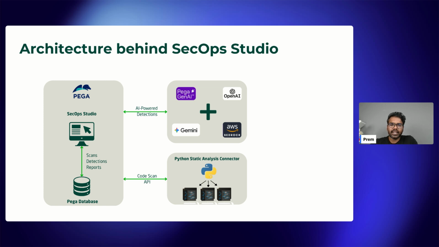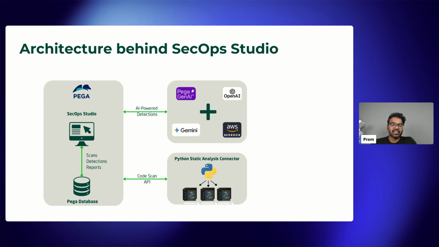And then the other integrations are, one, we also did an AI powered thing. It can choose two options: either use Pega NLP or use Gen AI. We facilitated it in such a way that it can easily integrate with Pega Gen AI, or customers can bring their own Gen AI models, the foundation models. SecOps Studio can integrate, and there are certain features that are AI powered.